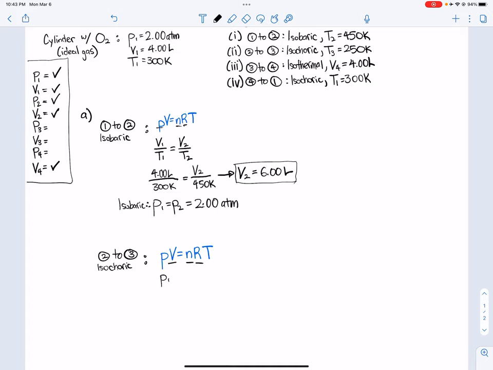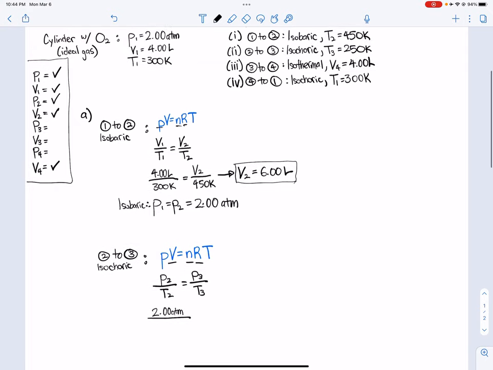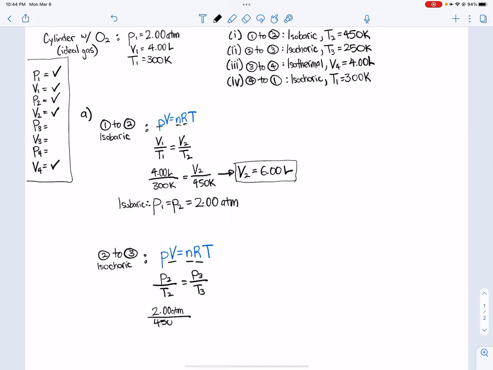Therefore, since we're going from state 2 to state 3, P2 over T2 will be equal to P3 over T3, right? And we know our P2. P2 is 2 ATM. T2 was given to us, 450 Kelvin. P3, we don't know. We'll try to find that. And T3 was given also, at 250 Kelvin.